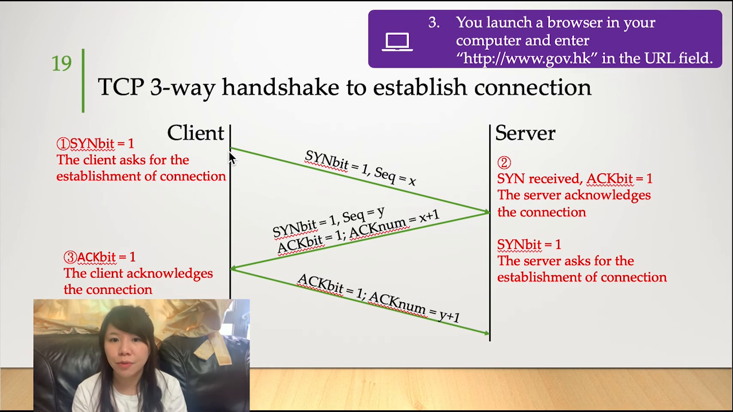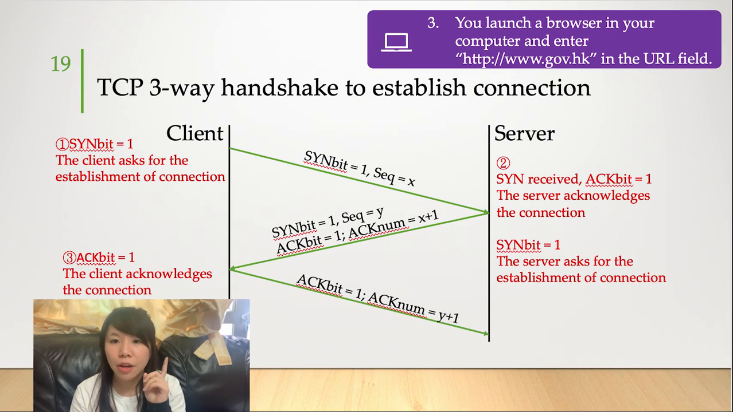The client will send a SYN byte to ask for the connection. After receiving the SYN byte, the server will send an ACK byte to acknowledge the connection. It will also send a SYN byte to ask for the connection. Then, the client will also send an ACK byte to acknowledge the connection. As a result, the connection is established.